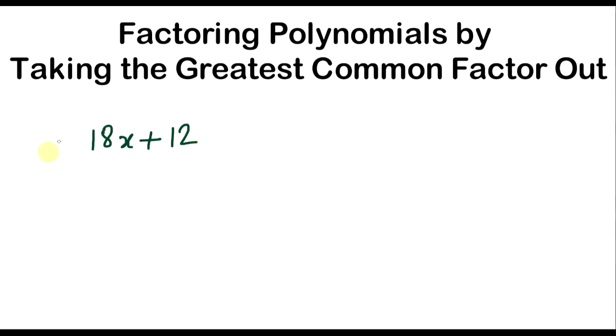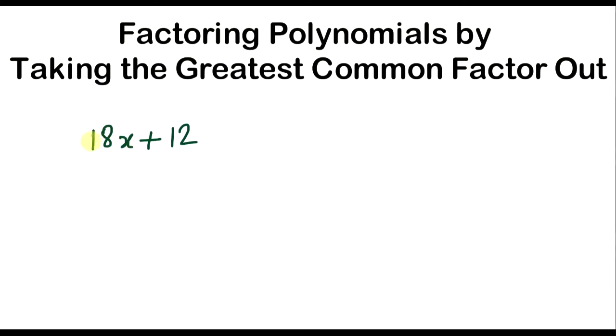We have a polynomial here with two terms. In the first term we have a number and a variable, and in the next term we have only a number. That means the next term is a constant term. Now from these two terms I will take out the greatest common factor.